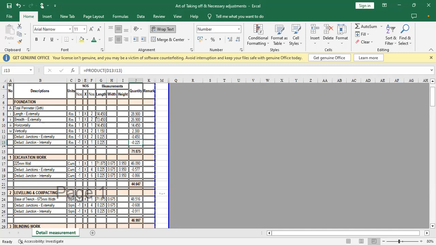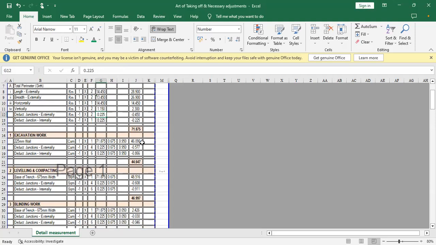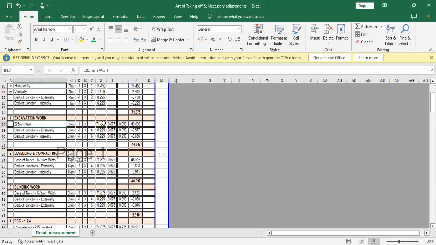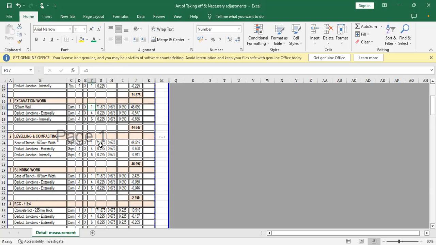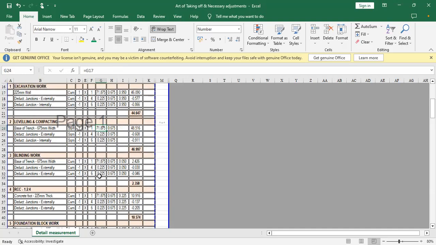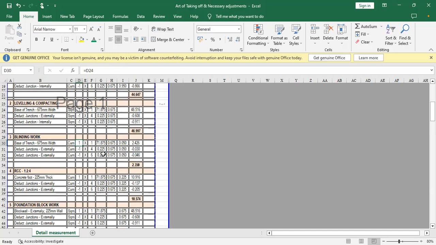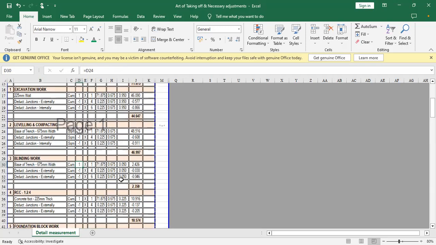So this explains the first form of adjustment that we will consider, that is adjustment to balancing girth for length and breadth, where center to center dimension is not taken. So we'll be using this girth of 71.875 to determine our excavation quantity, our leveling and compacting quantity, concrete footing in foundation, and the blinding work in foundation.